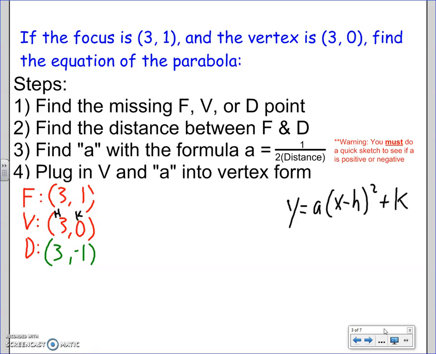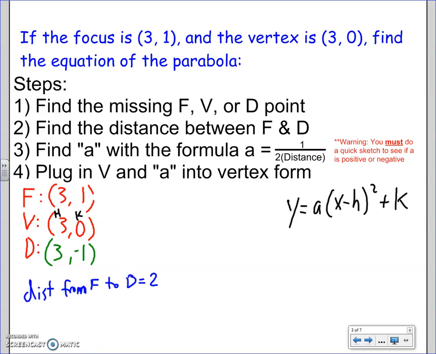And to use that formula, you've got to find the distance from F to D. So how far is it from (3, 1) to (3, -1)? Well, the 3's cancel, but from positive 1 to negative 1, that's 2 spaces. So I'm going to say the distance from F to D equals 2 spaces. And this number is always positive.